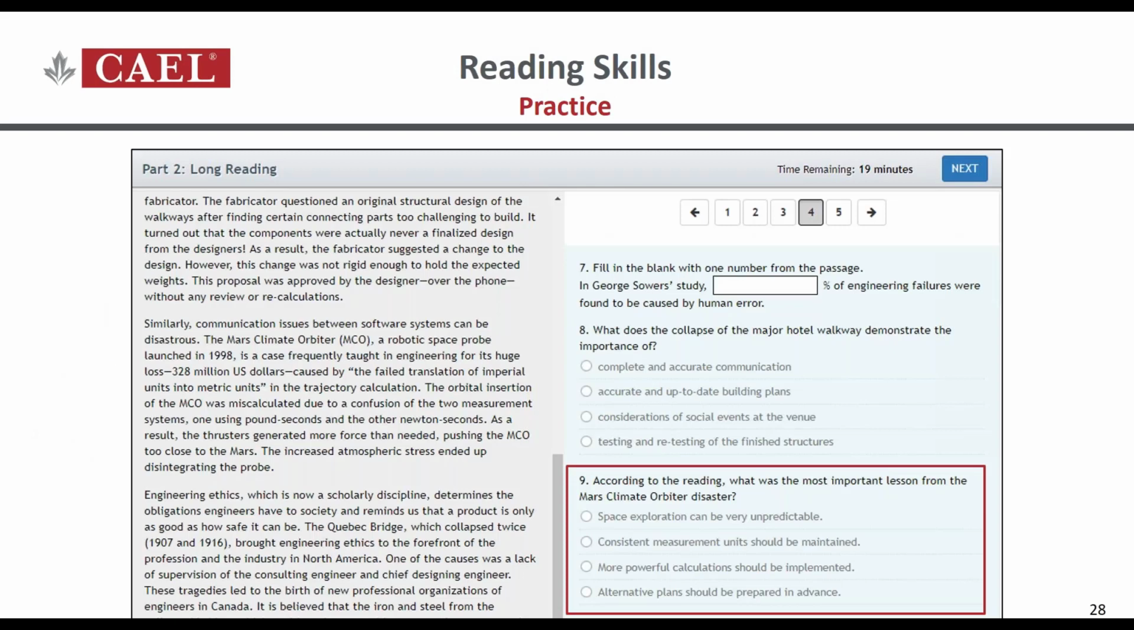So I'd like to look at another practice question, number 9 in the red box. So this will just give you a clear idea of how the reading questions work. So number 9 is in the red box, and the question says, according to the reading, what was the most important lesson from the Mars Climate Orbiter disaster? And firstly, I'd just like to ask everybody if you can figure out what keywords you could look for in the passage. I don't mean the exact answer, just what specific words could you look for to help you find where the answer would be? Is there any idea about that?